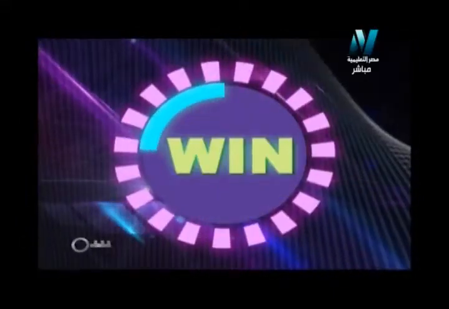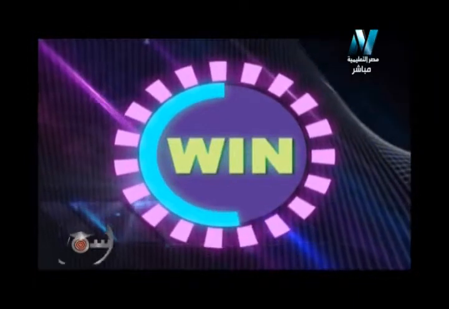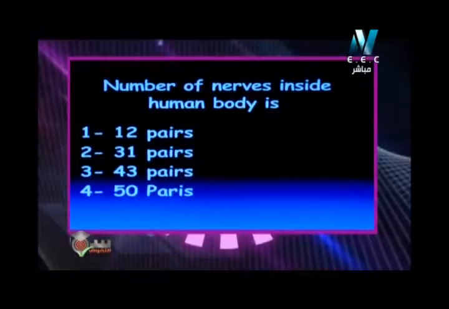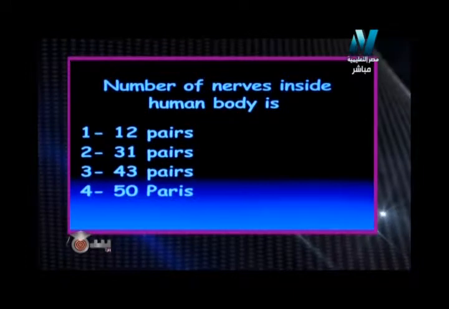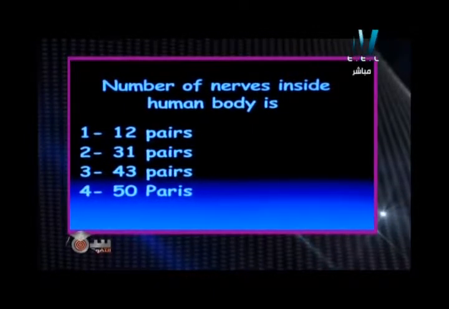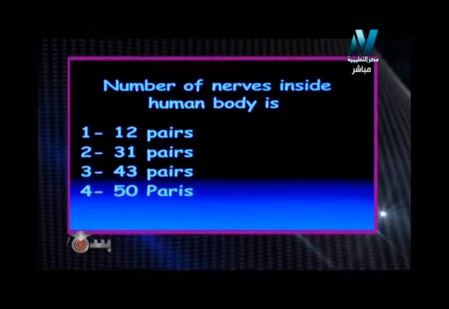So the first team will have 1 point now, okay? So let's have another question for the second team. The question says, number of nerves inside the human body is 12 pairs, 31 pairs, 43 pairs, or 50 pairs.